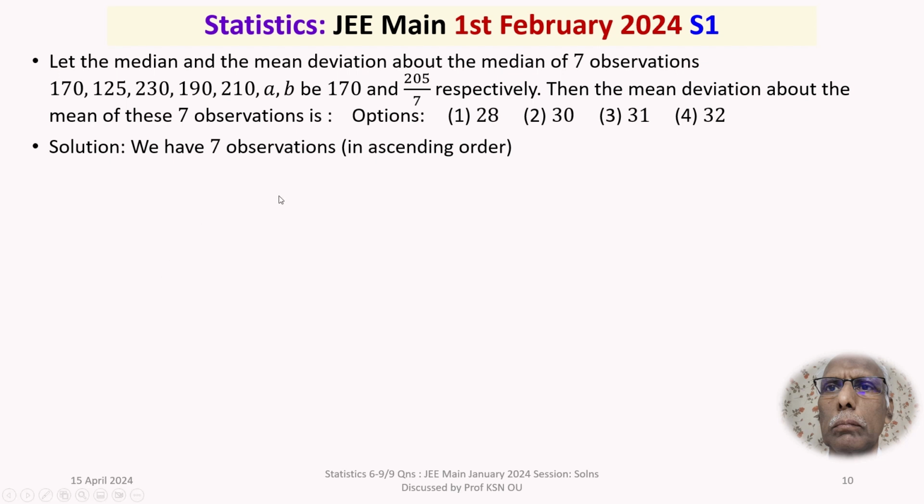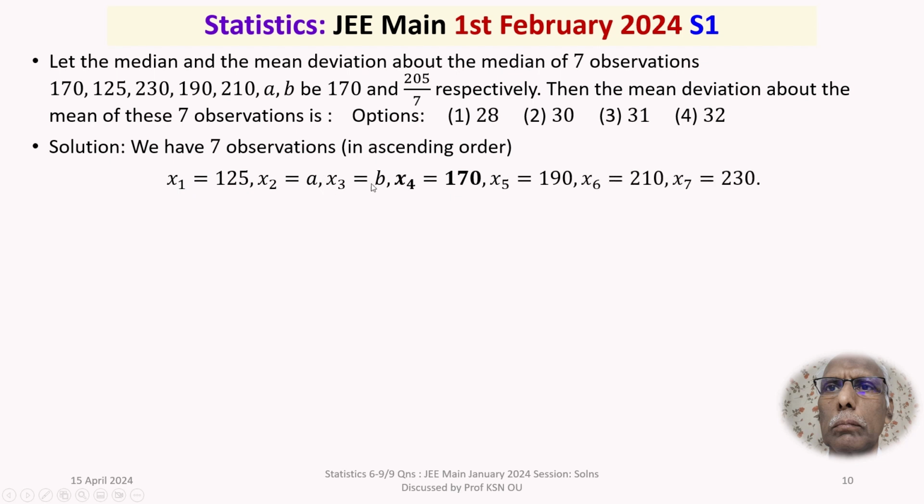We have 7 observations given here, and we write them down in ascending order because we are given the median. The median is the middle of these observations. So we write this as: x1 is 125, x2 is A, x3 is B, x4 is 170, placed in the middle. x5 is equal to 190, x6 is equal to 210, x7 is equal to 230.